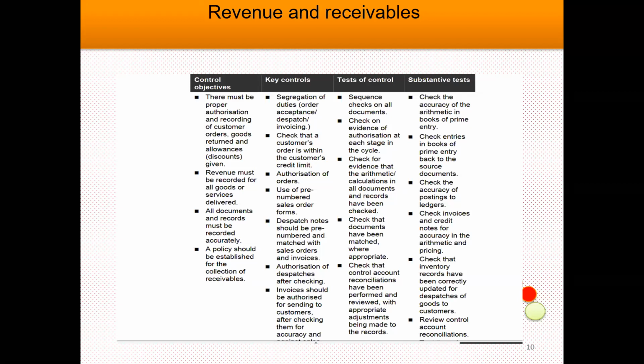Okay, so there must be segregation of duties, right? Segregation of duties. That's a key control. Then you should also check that a customer's order is within the customer's credit limit.